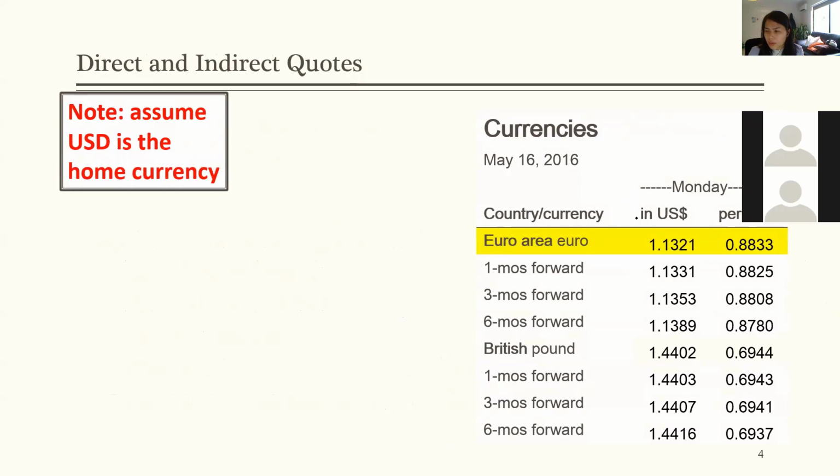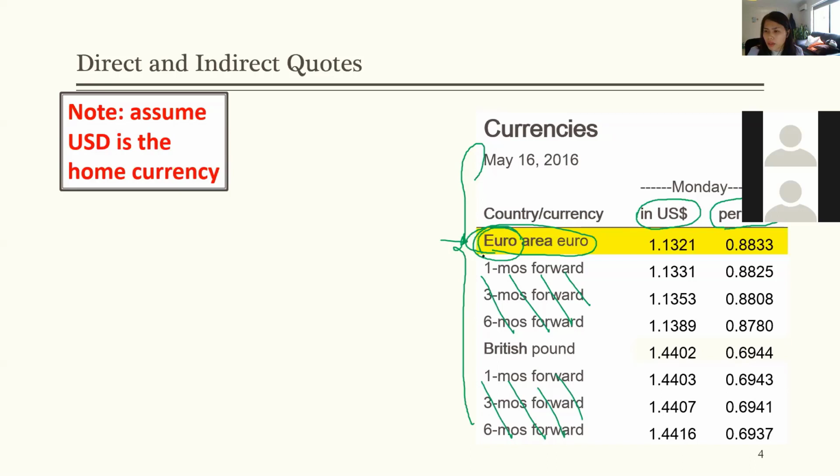Okay, so this is what we talked about before in terms of currency quotation. This is from the financial press, and they have a table of currency quotations. For this week, you don't have to worry about the forward rate yet. Just focus on the spot rate for now. The first rate in the currency quotation is your spot rate. And here I'm looking at the euro.